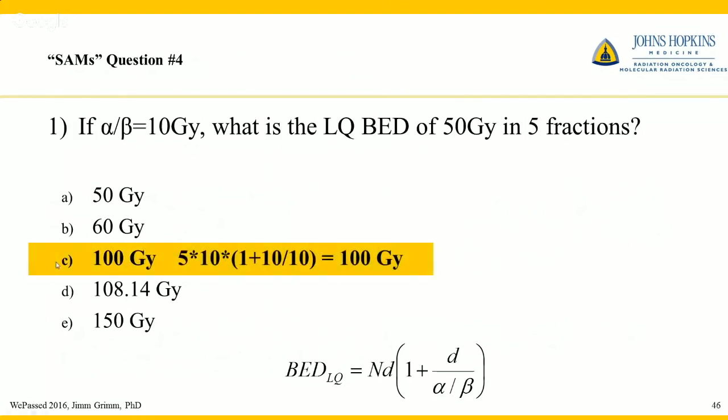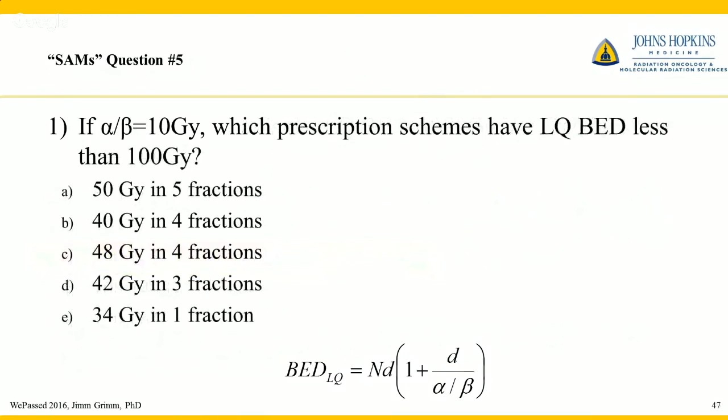Okay, so the correct answer is C, 100 gray. N is 5 fractions and d is 10 gray, so N times d is 50. 50 times 1 plus 10 over 10, because d and alpha beta are the same in this example. I made it so the numbers work out nice and easy. So 50 gray in 5 fractions is exactly that benchmark value that Onishi found in the 2007 study. So let's go ahead and look at another question.